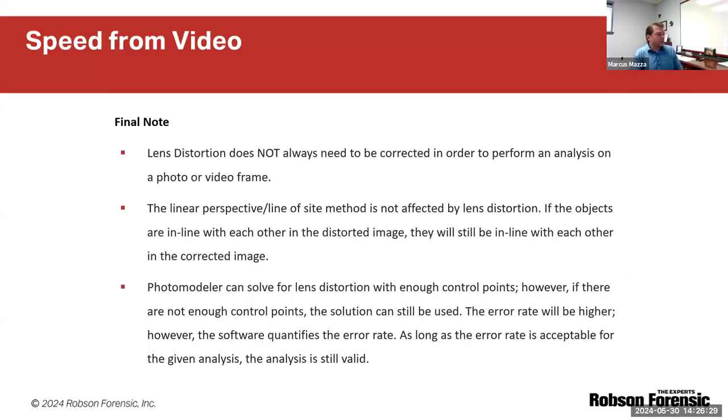And then one final note. This is something I come across a lot, so I like to discuss it quickly, and that's the topic of lens distortion. I believe there are a lot of people out there who believe that no analysis can be done unless lens distortion is first corrected. That is not actually accurate. There are many types of photogrammetry that do require lens distortion to be corrected prior to doing any analysis, but that does not hold true for absolutely everything.